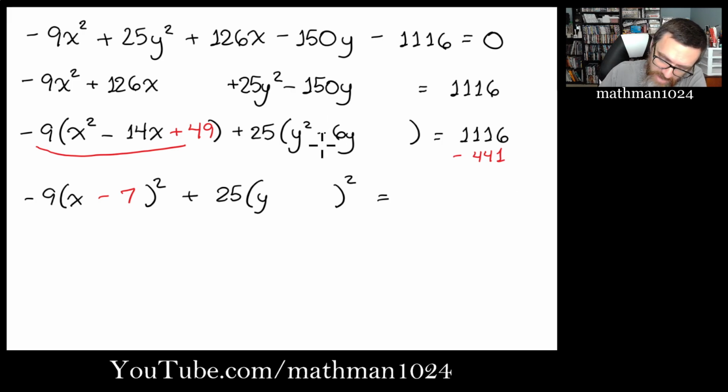And then over here, half of -6 is -3. And -3 squared is +9. 25 times 9 is 225. So it's plus 225.